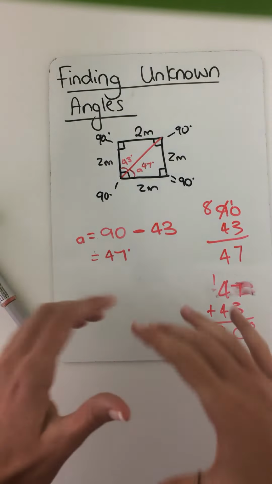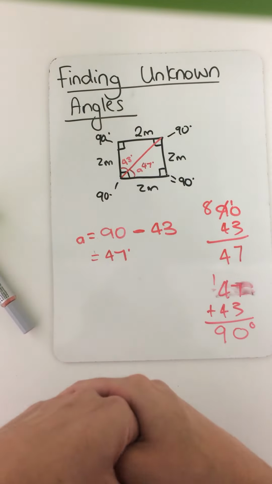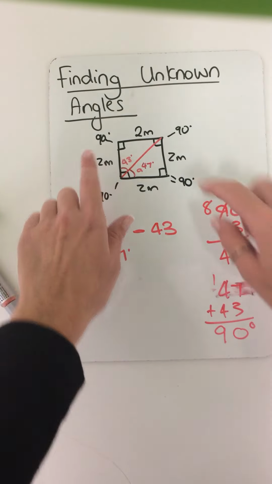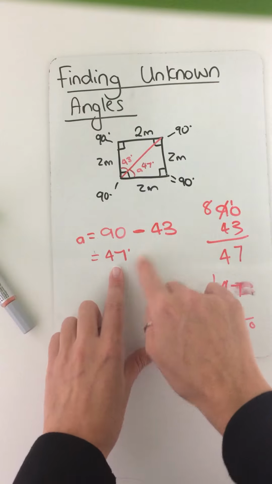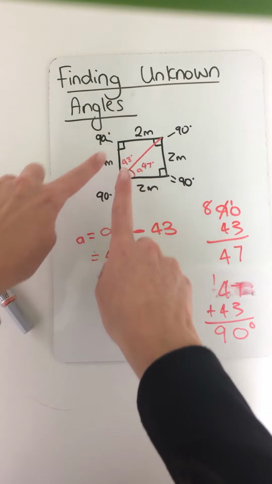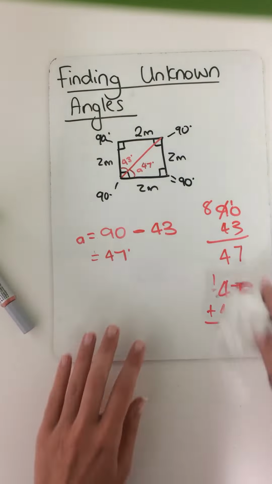All you have to do is take the total of the corner, which we know is always 90 degrees for a square, and take away what I already have. I have the 43, I took that away, and I was left with 47 degrees, which is what A must be, because these two added together have to give me 90 degrees. So that is if you're finding an unknown angle in a square.